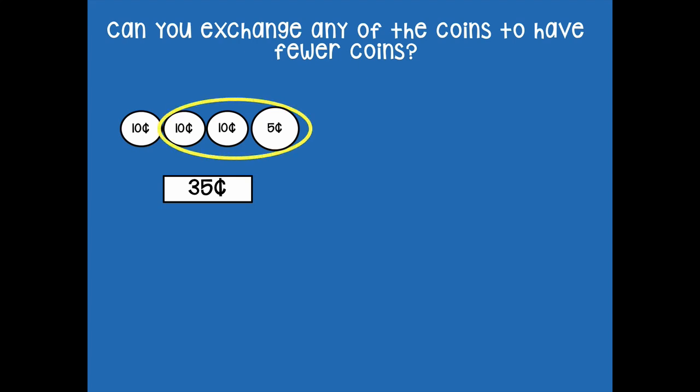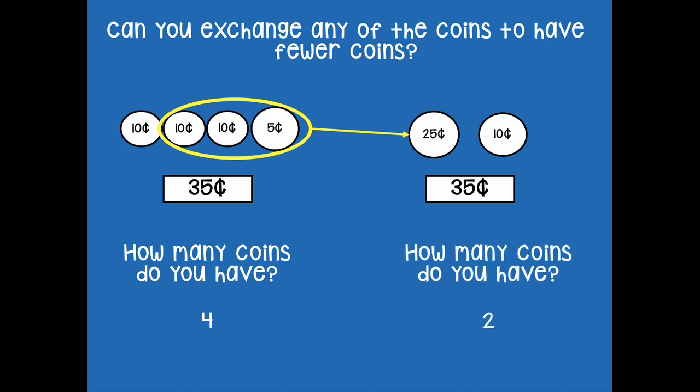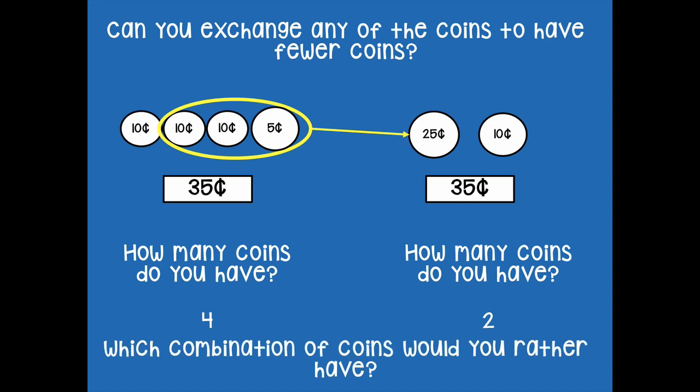Yeah, so I can combine some of these coins and trade them in or exchange them for another coin. So I'm going to take 2 dimes and a nickel, which is 10, 20, 25 cents, and I'm going to trade it in for a quarter. Then I'm left with that other dime, so I'm going to put that there. So now I modeled 35 cents. But this time, I have less coins. So in my first picture, we have 4 coins. And in my second picture, how many coins did we have in that one, friends? Yeah, we only had 2 with that one. So again, which combination of coins would you rather have?